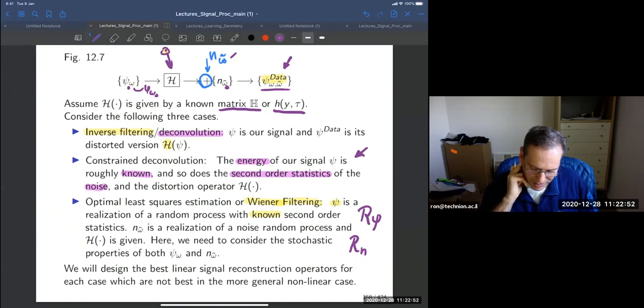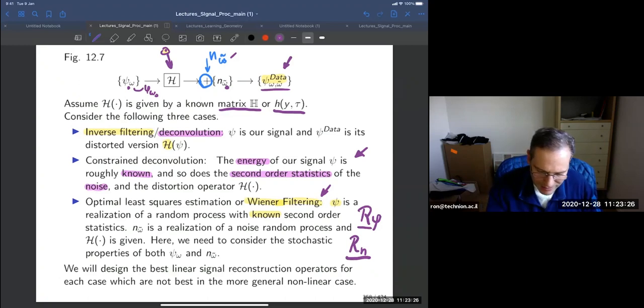In the last lecture, I mean, next week or 2 weeks from now, what we will learn is something which is called the Wiener filter. And the Wiener filter is a way of reconstructing psi, which is a realization of an unknown random process, using the second order statistics of the noise and the signal itself. But we'll get there in steps, okay? For now, what we do is we assume that we have the autocorrelation of the noise and the autocorrelation of the signal, and they are independent. And from that, we'll design the best linear signal reconstruction operator, and we'll do it one step at a time.